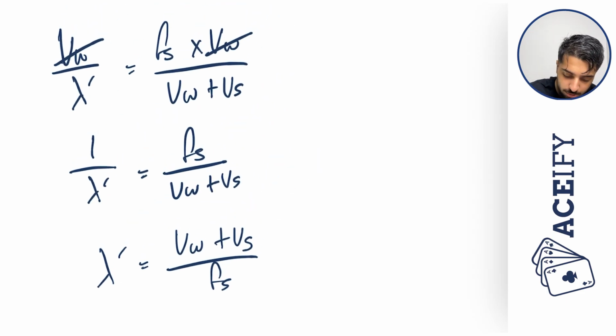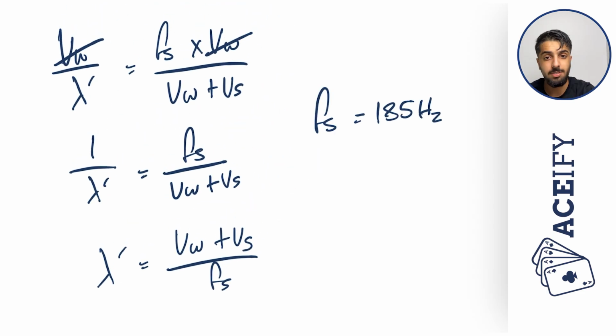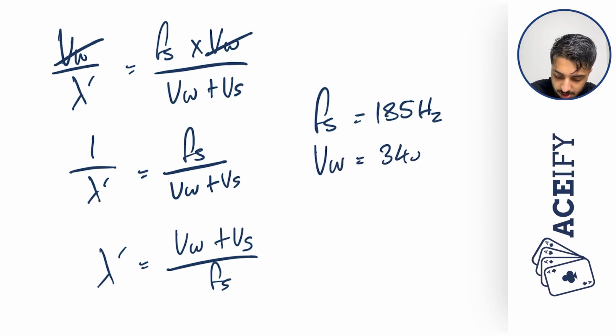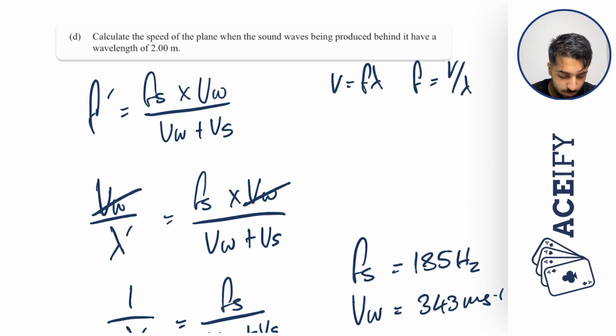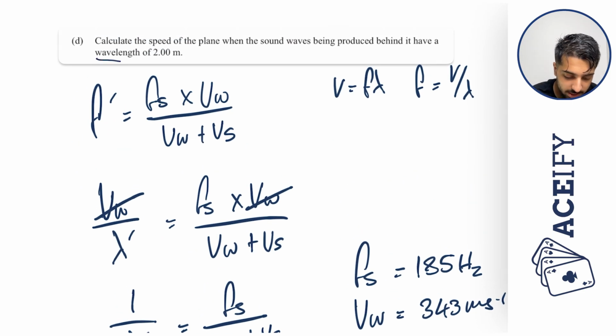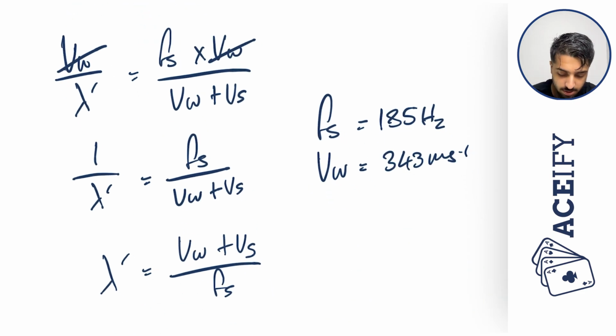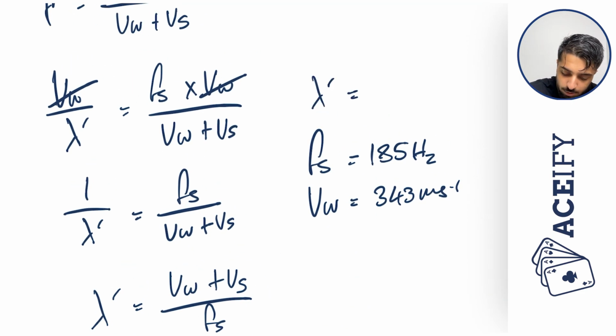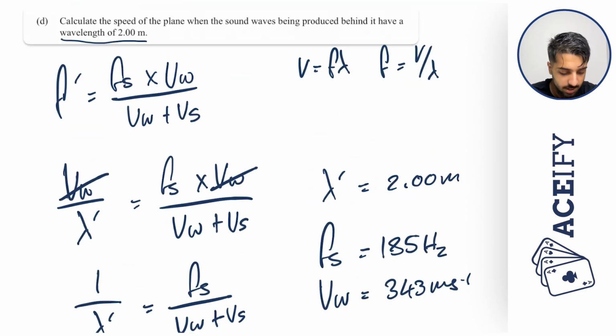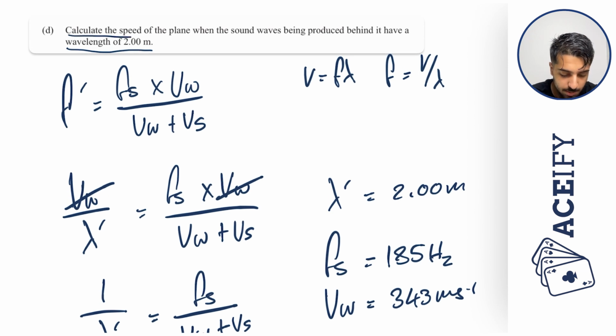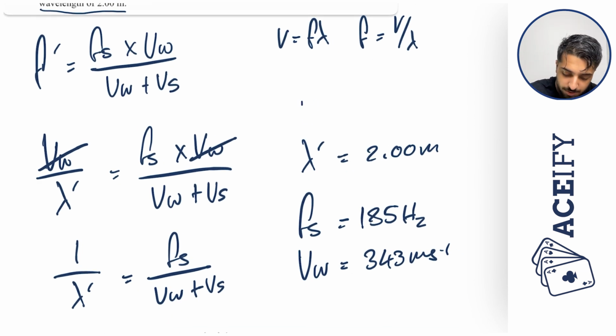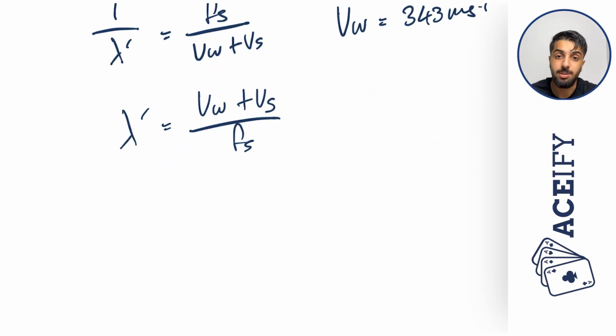And so we know our source frequency is equal to 185 Hz. We know that because that's given in our question. We know the velocity of our wave is 343 meters per second, again because that's the speed of sound. And in this question, we're trying to calculate when the wavelength is 2 meters. And so our lambda prime is equal to 2 meters. And the question tells us to calculate the speed of the plane, which is our Vs, so that is our unknown. And so simply we just have to rearrange for Vs.